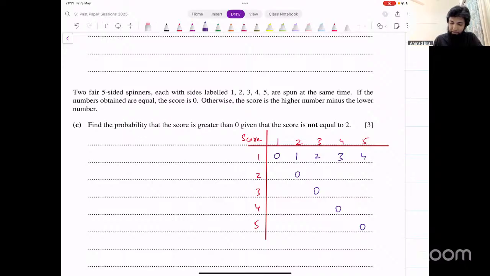So they're saying higher number minus the lower number. They could also say difference between the numbers, and in that case as well, we would do the same thing. We'll just subtract the smaller number from the bigger number.